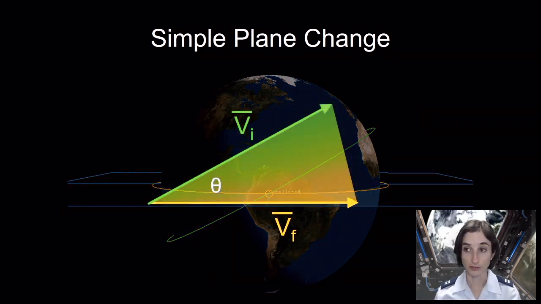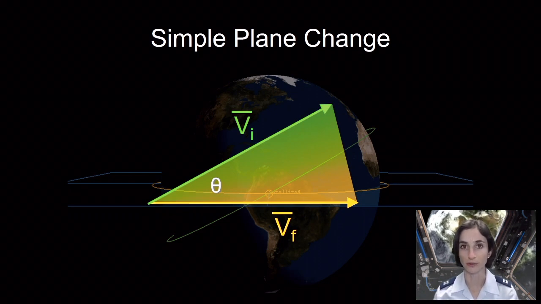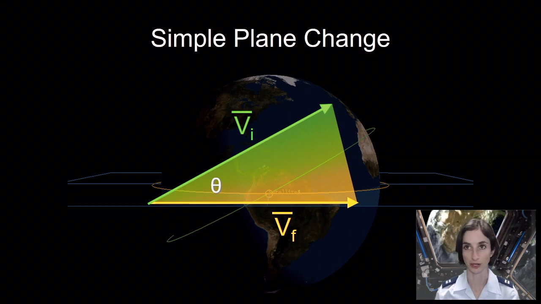The velocity of your initial orbit is VI, and the velocity of your final orbit is VF. It's interesting to note that V initial and V final have the same magnitude, they're just in different directions. The delta V, which is required to get from the initial orbit to the final orbit, is shown here as delta VS. The S stands for simple.